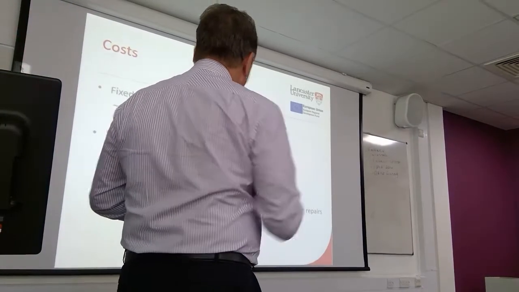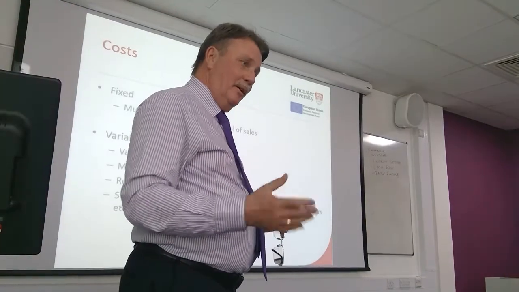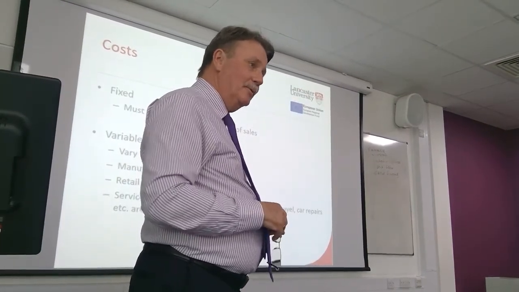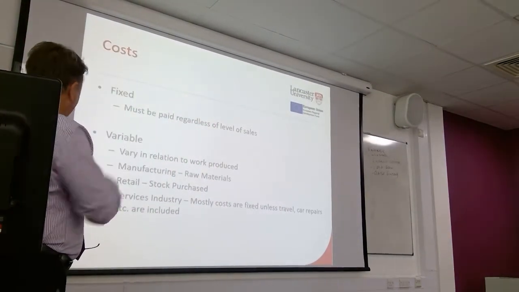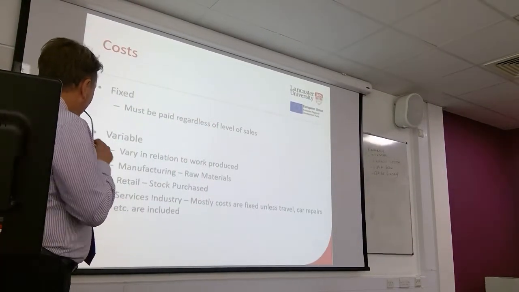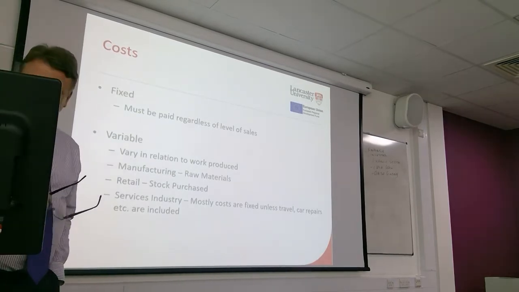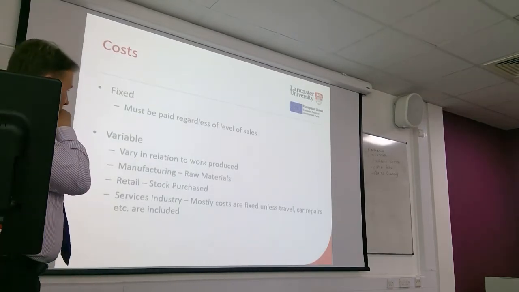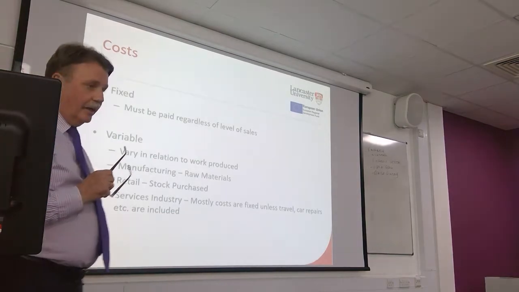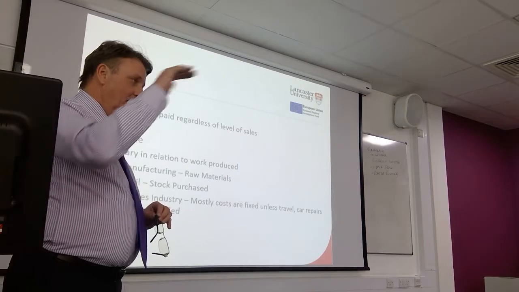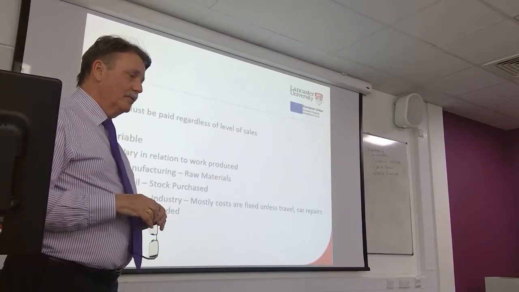The variable ones could be the materials you buy, the stock you're buying in. That will vary depending on your actual sales. So with fixed and variable quite different. So if you're manufacturing something, it's the raw materials. So we look at gross margin. That's your sales less your materials.